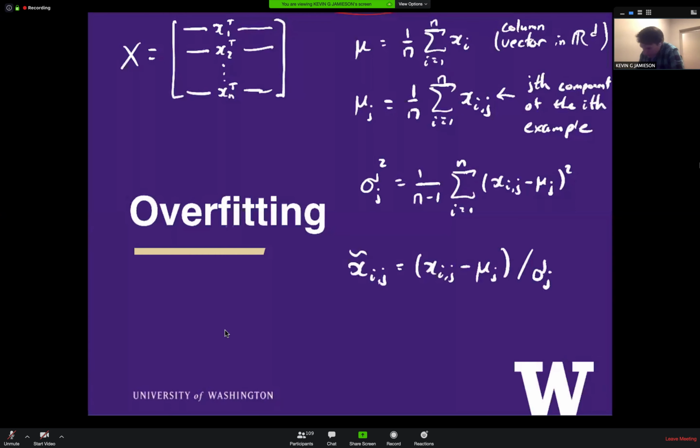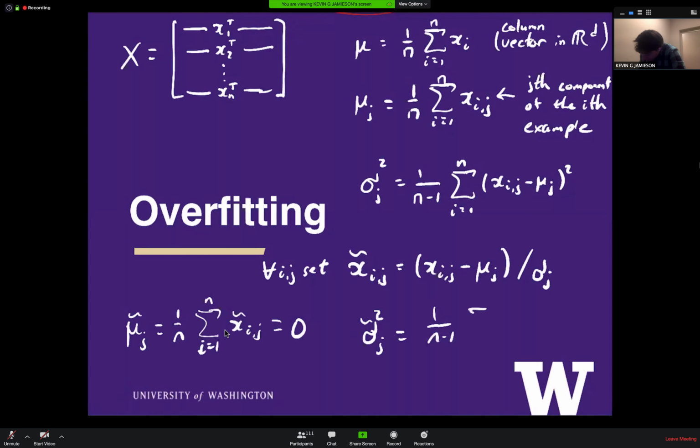And why would we want to do this? So for all i, j, set this equal to this. Now we'd have this very nice property where the mean is going to be equal to 0, and the sample standard deviation is also equal to 1.